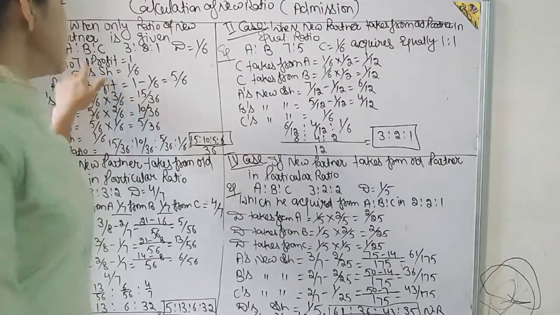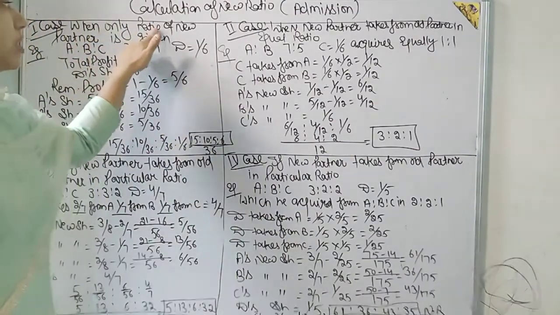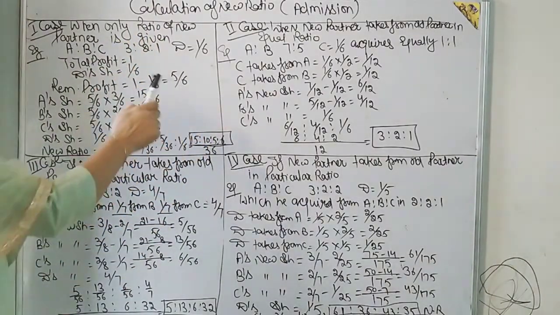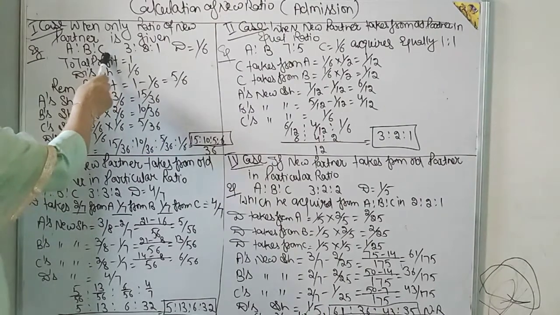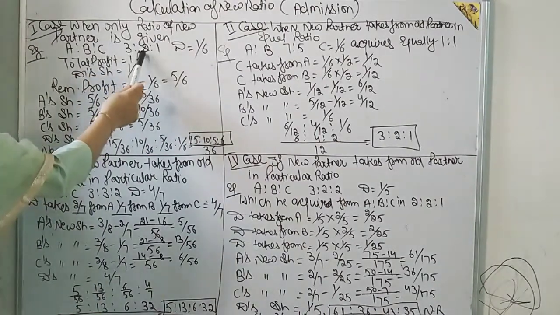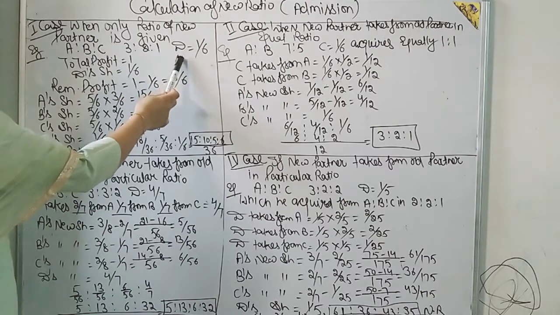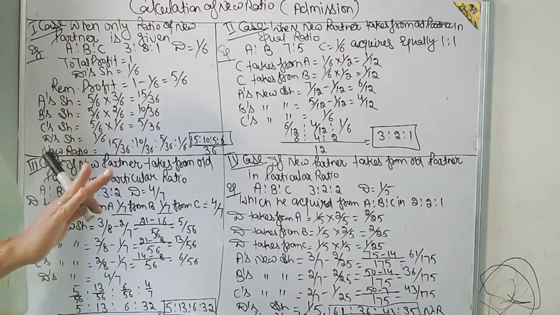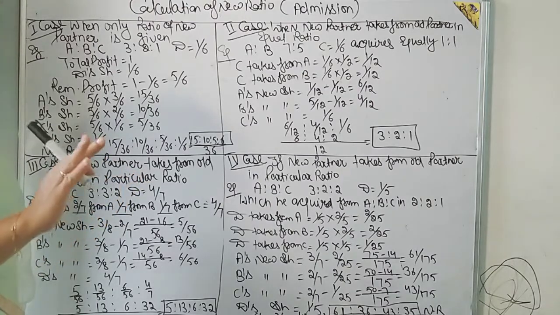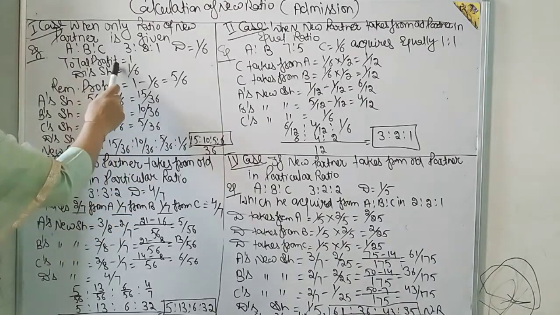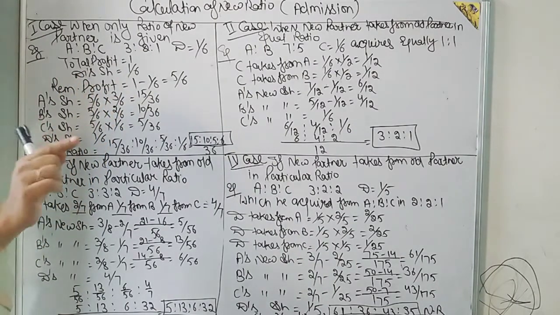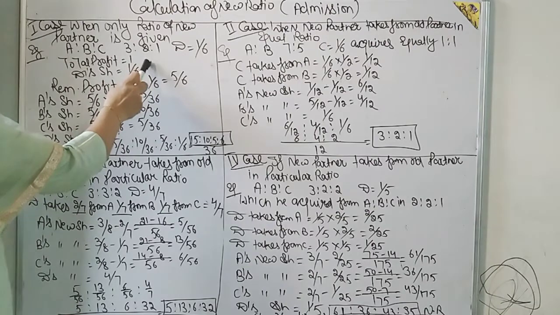The first one is when only the ratio of the new partner is given in the question. For example, we have A, B, C as 3 partners. Their ratio is 3:2:1. D is admitted for 1/6 share and no other information is given in the question. Then what will we do? Total profit is equal to 1. When no other information is given, keep it in mind, all of us take total profit equal to 1.